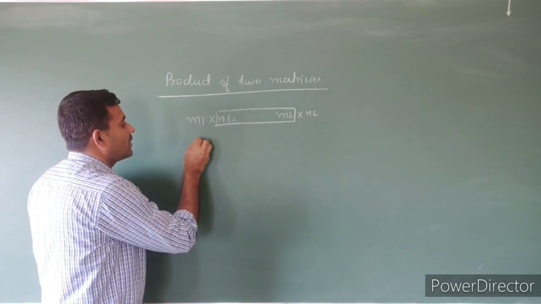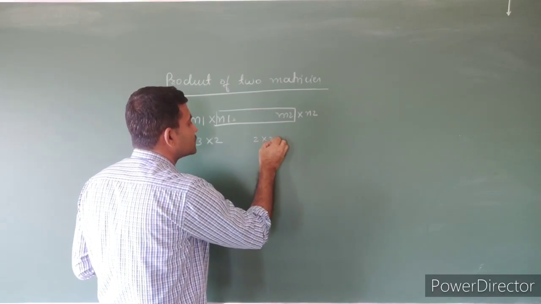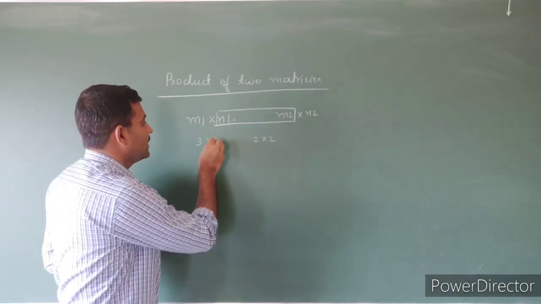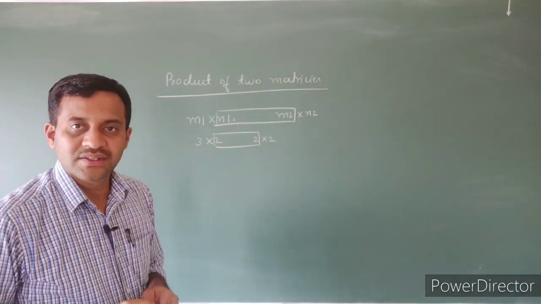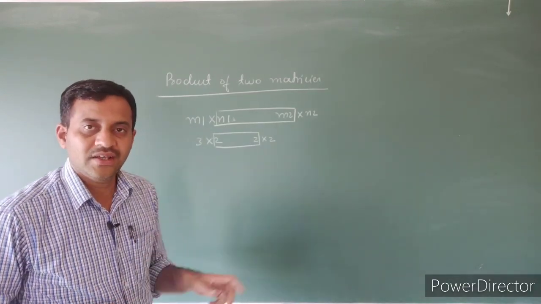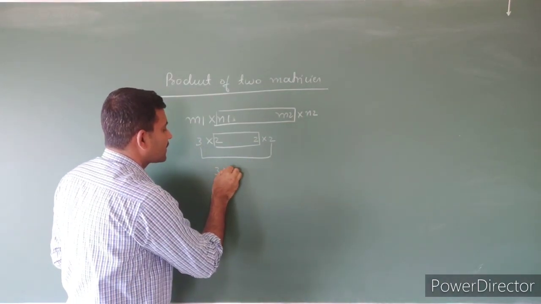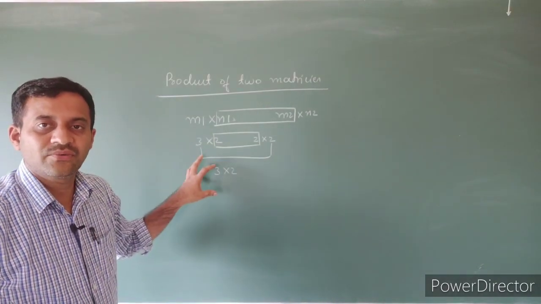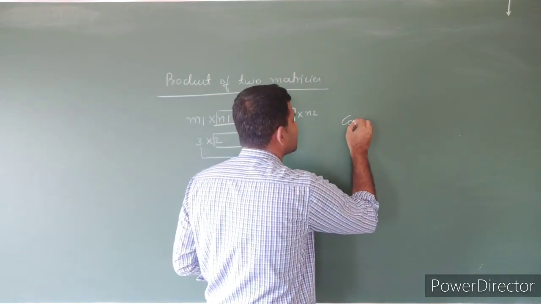That is, if the order is 3 cross 2, and the second one is 2 cross 2, then we can perform the product of two matrices because the inner orders are the same. Hence we can perform the product. Then the resultant matrix is the outer order, that is 3 cross 2. This is the condition for compatibility.